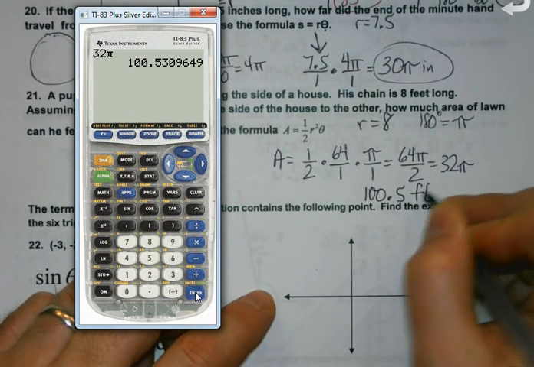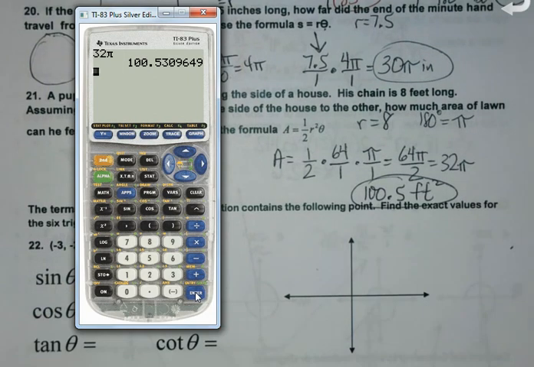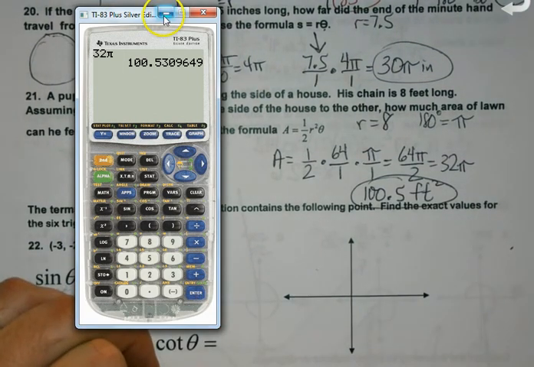100.5 square feet of dog poo. But if you left it as 32 pi, I wouldn't jump up and down and yell.